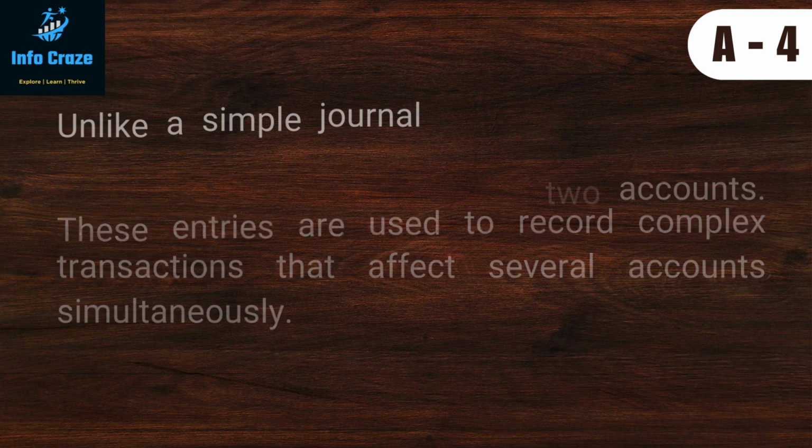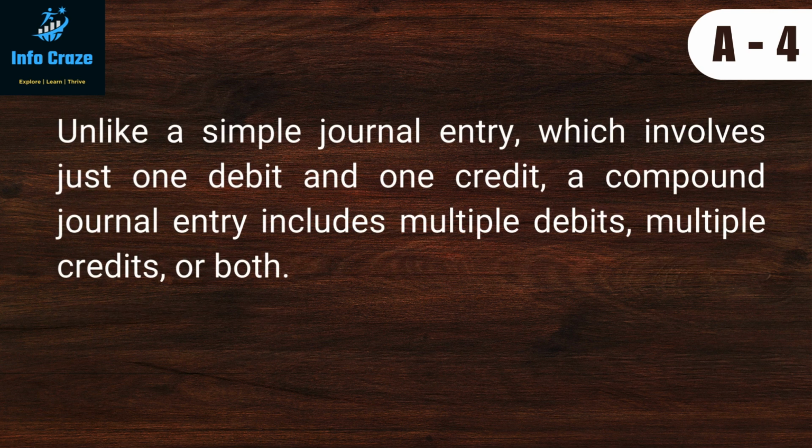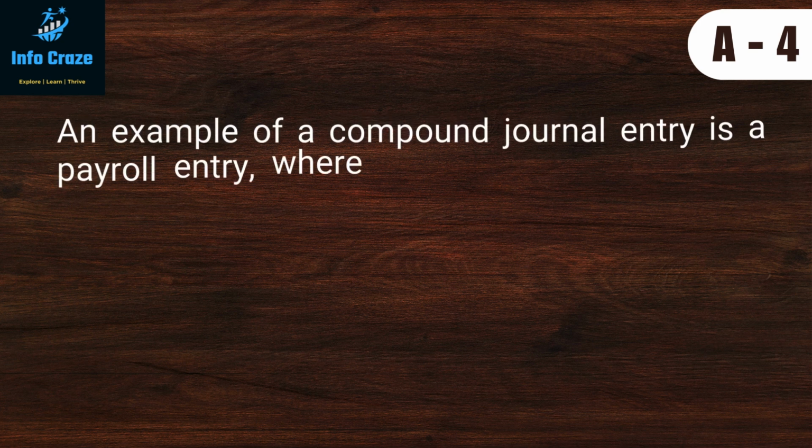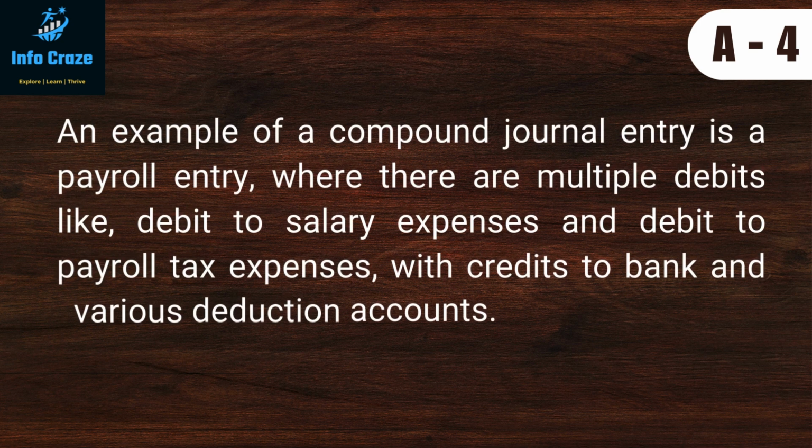Unlike a simple journal entry, which involves just one debit and one credit, a compound journal entry includes multiple debits, multiple credits, or even both. An example of a compound journal entry is a payroll entry where there are multiple debits like debit to salary expenses and debit to payroll tax expenses with credits to bank and various deduction accounts.